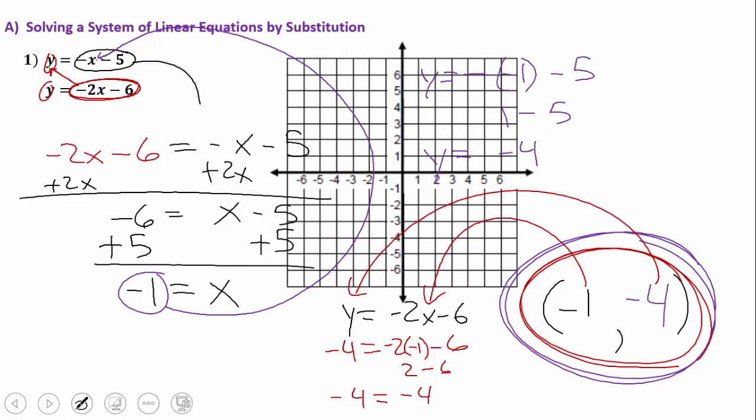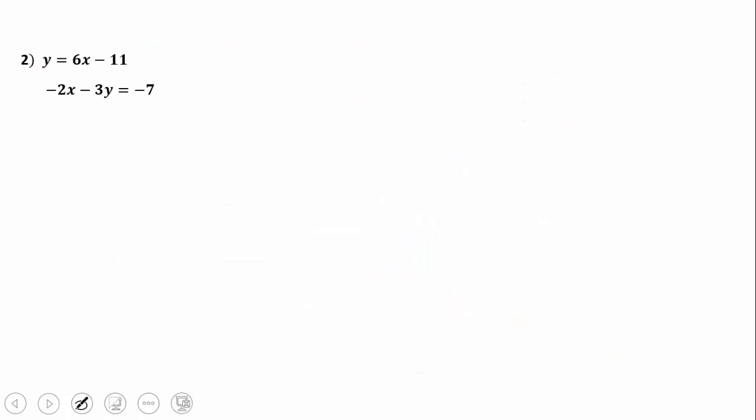You could graph that if you wanted. We're not going to take the time today. Graphing would be another method, right? Because substitution is a second method. So let's do that again.